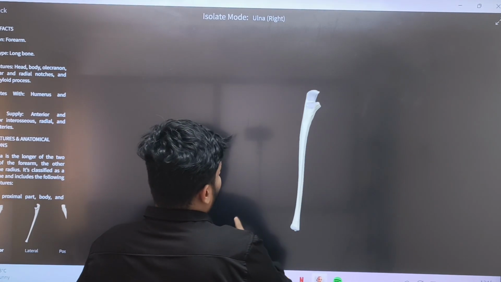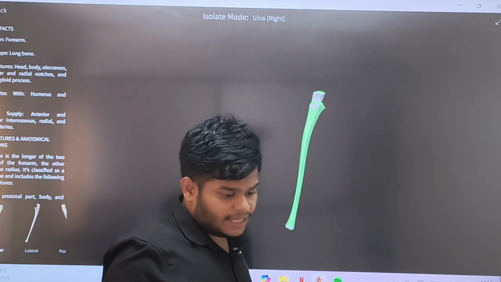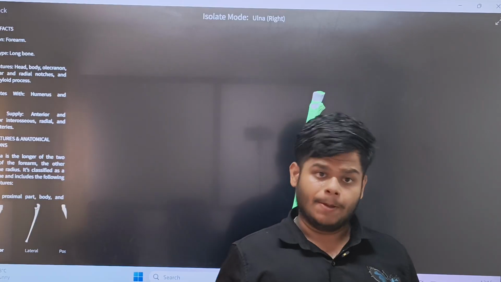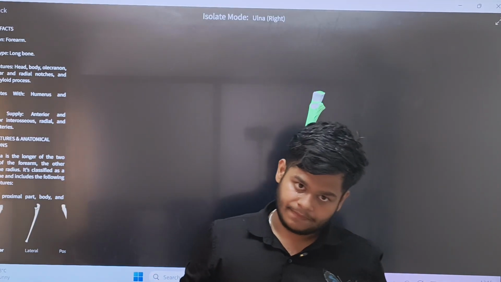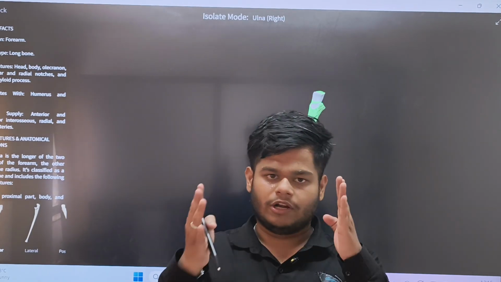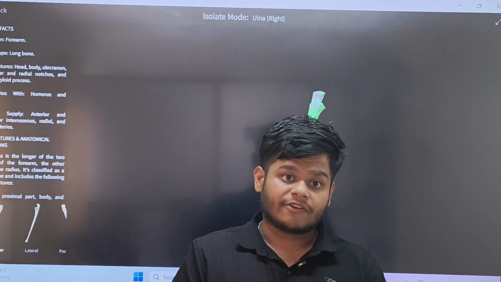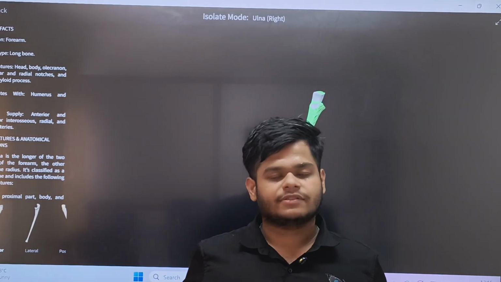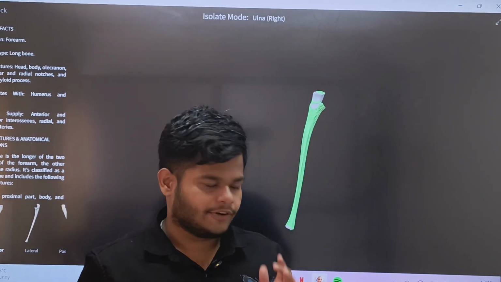Now, let's see the surfaces. The surface present between the anterior and the lateral borders is called the lateral surface. The surface present between the posterior and the lateral border is called the posterior surface. And the surface between the anterior and the posterior border is called the medial surface. This was all about the shaft.